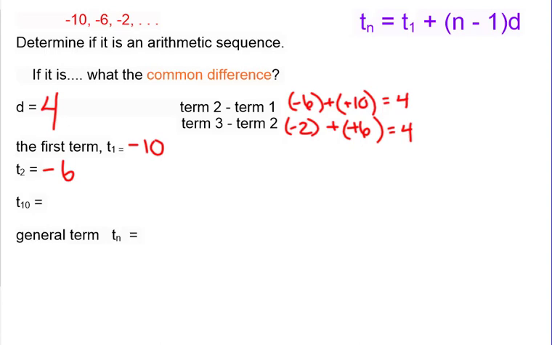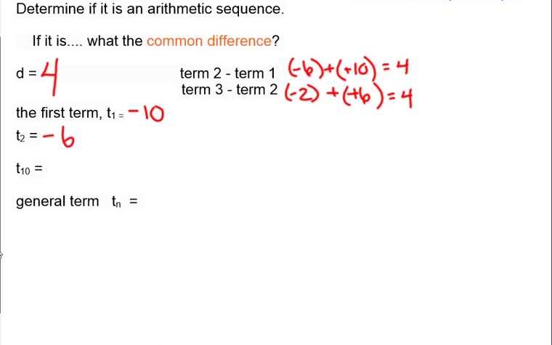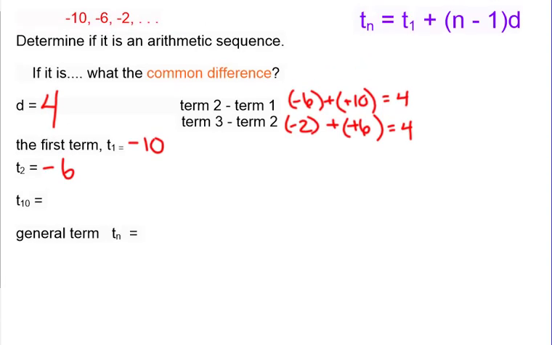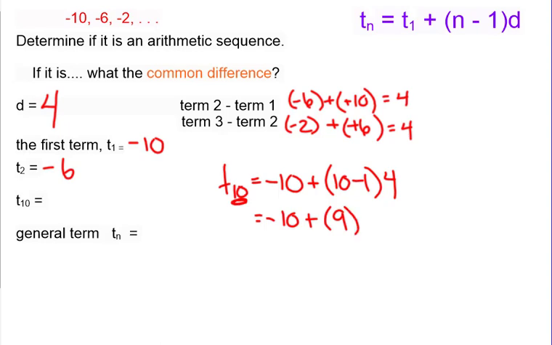So to figure out our 10th term, well, we could just continue our sequence, but we can also use the formula that I have in that top right corner. So we're going to look for T10 is equal to, our first term is -10 plus our n, so we're looking for the 10th term, minus 1 times our common difference of 4. So -10 plus, well, we've got 9 times 4 is equal to -10 plus 36, which is 26.